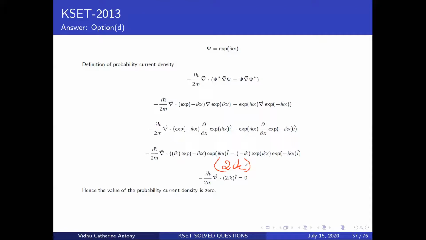Now this does not have any term of x, y, or z. So when you do a dou by dou x or dou by dou y or dou by dou z, this entire term goes off to 0. So you end up getting your current density as 0. So your probability current density is 0. The key thing that you have to remember is this formula by heart.